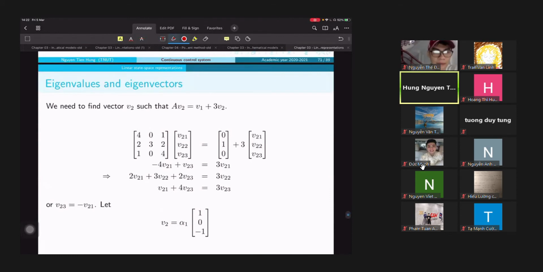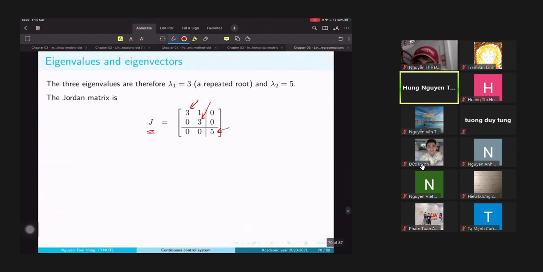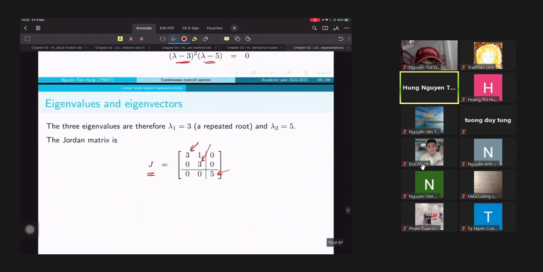Okay, if you would like to find vector number 2, you can apply this. But how can we find this? Mechanically, we can look at the Jordan form. It's like this. So you see that if you got 3 like this, you can base on this Jordan form to find another vector.